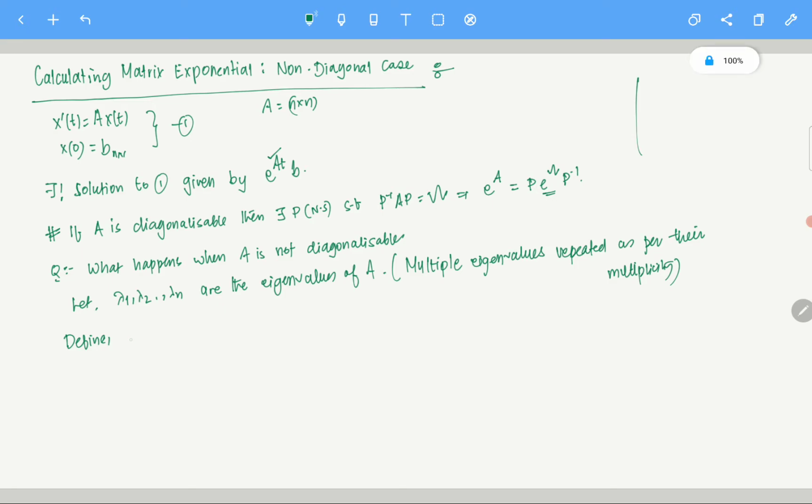So first of all, you define a1. What is a1? It is exponential lambda 1 t, e^(lambda 1 t). That's your a1, a number. Similarly you define a2: you take e^(lambda 2 t), the second eigenvalue, and you take the convolution of this one with e^(lambda 1 t), that is, with a1. Let me put it this way, that will make more sense actually.